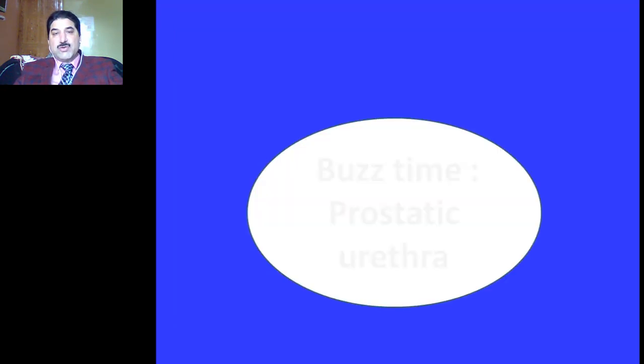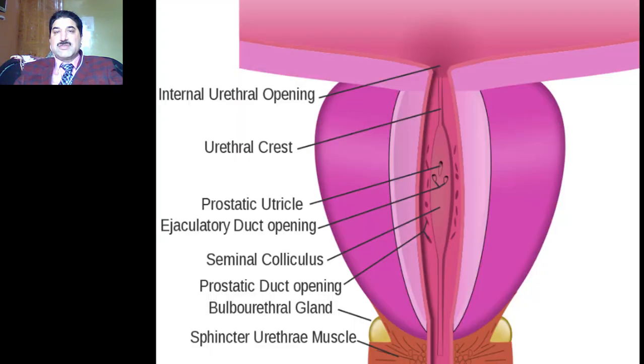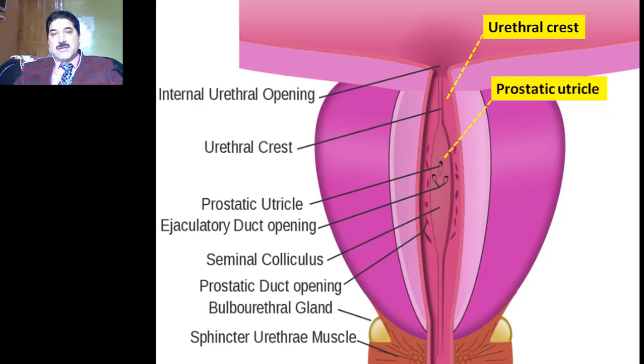To make things clearer, again there is a buzz time to describe the interior of the prostatic urethra. So identify this urethral crest. It projects from the posterior wall of the urethra and runs throughout the length of this wall. What is this? This is the prostatic utricle. Below the prostatic utricle, we have two openings. These are the openings of the ejaculatory ducts.